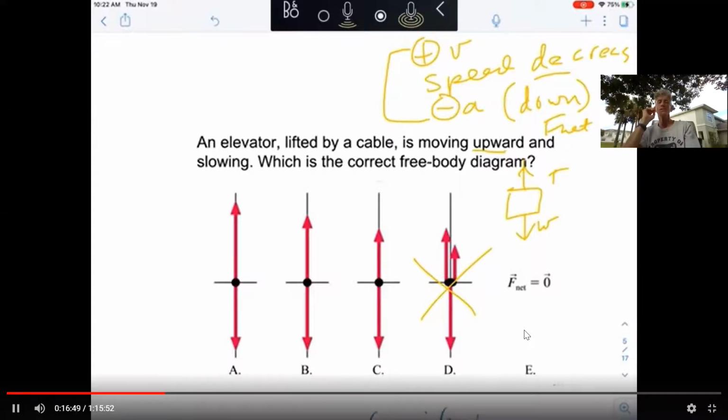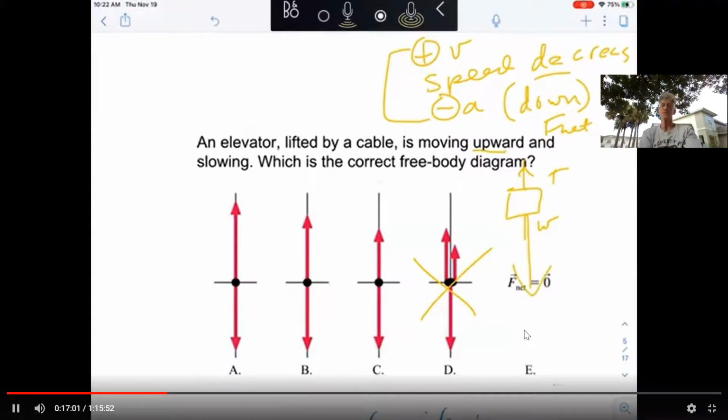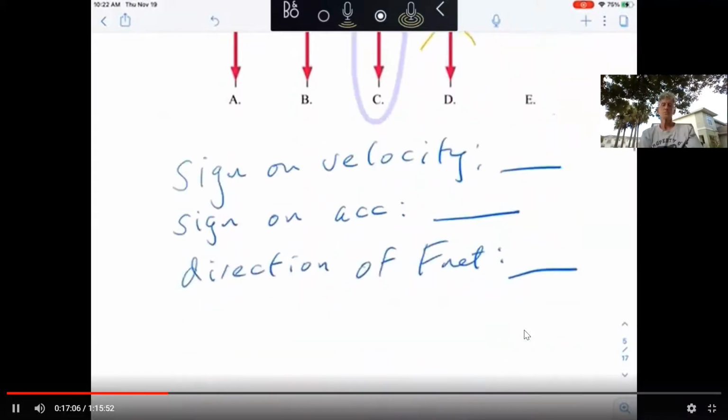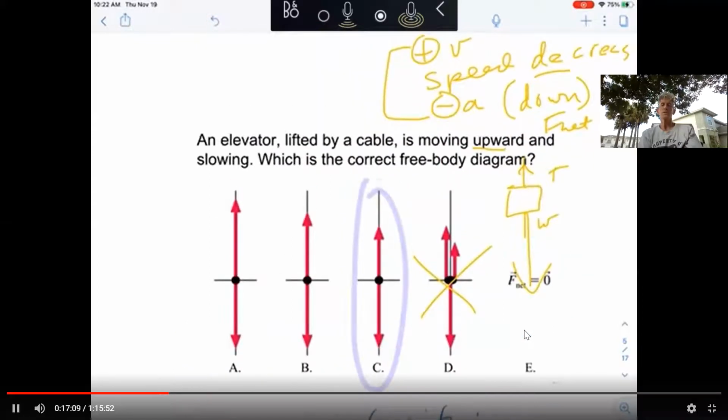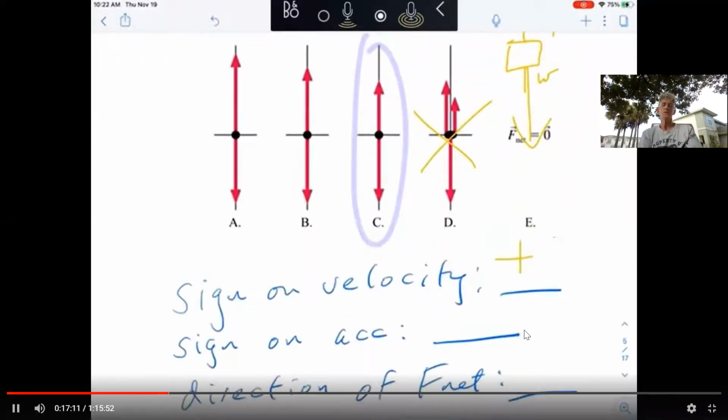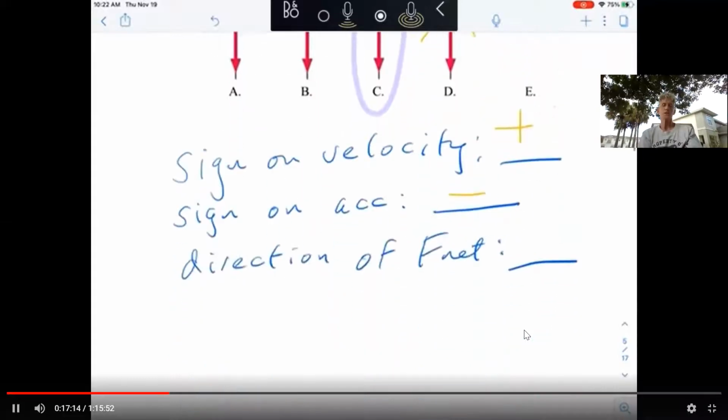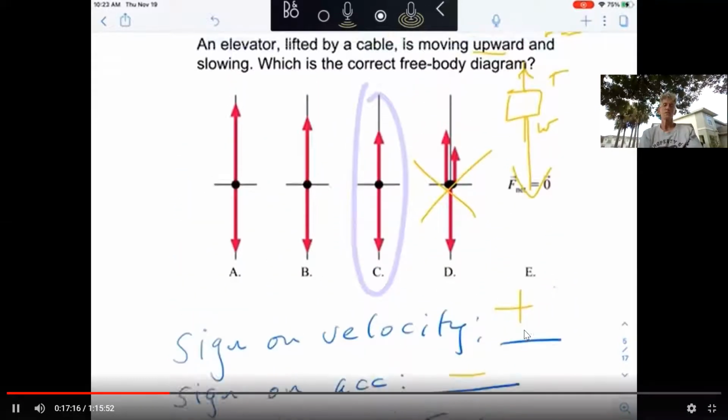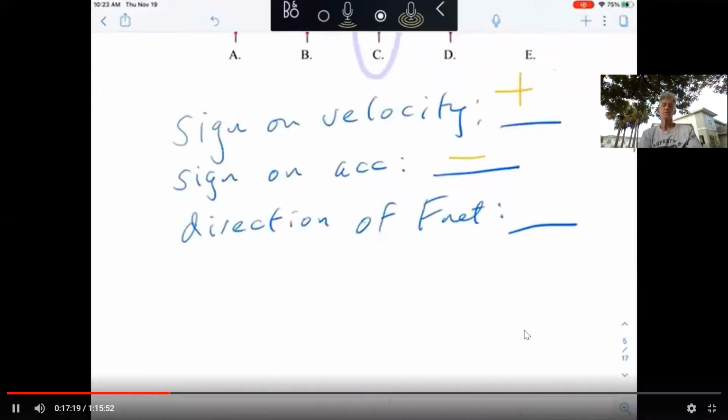So net force has to be the same direction as the acceleration. So the net force has to be down. So the arrow pointing down has to be bigger than the arrow pointing up. So it has to be choice C, the third one from the left, because the one that's pointing down is bigger than the one that's pointing up. Okay, we did these already. And that's always in the same direction as acceleration.